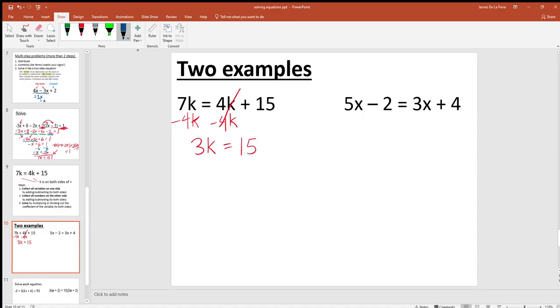We have 3 times our variable, so we want to cancel that out by dividing by 3 on both sides. And that's our last step. We have k equals 15 divided by 3, which is 5.